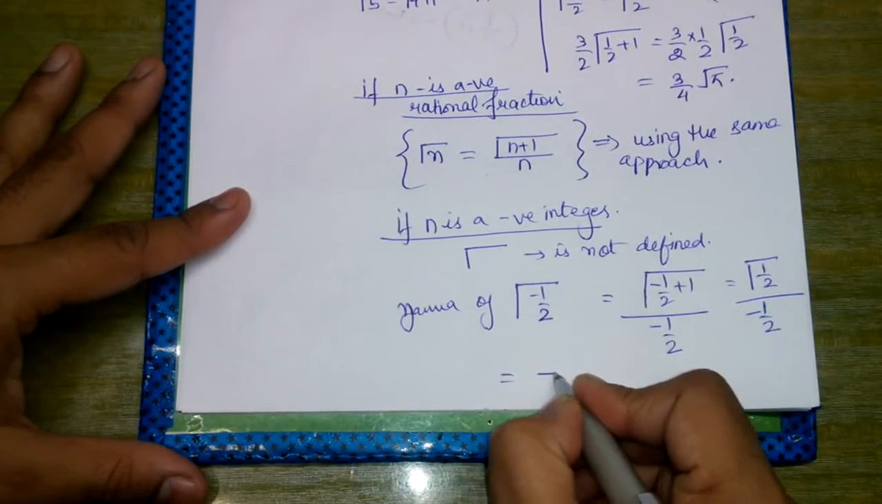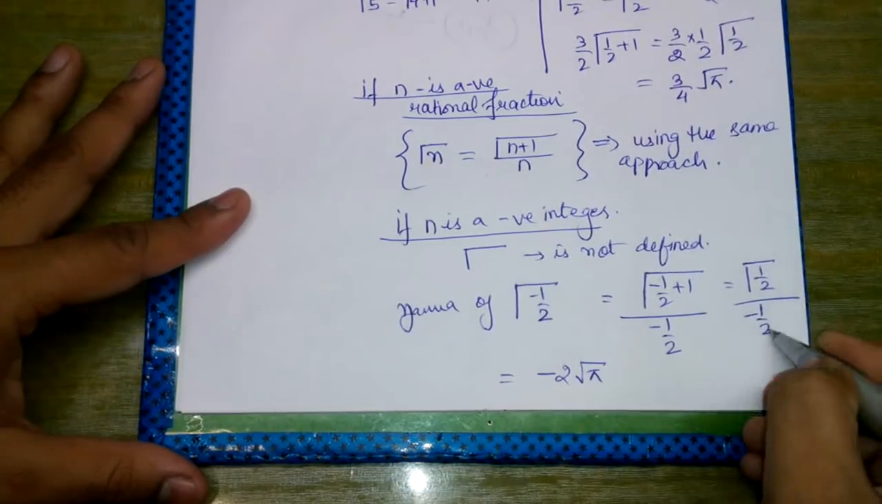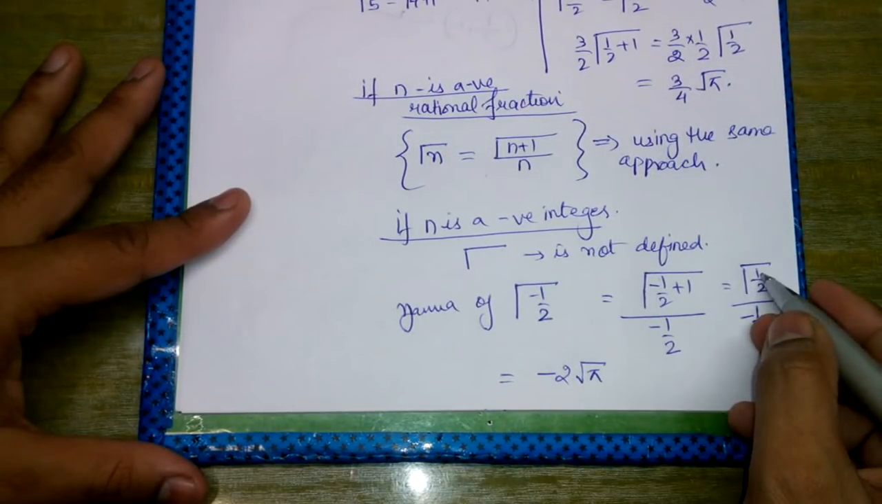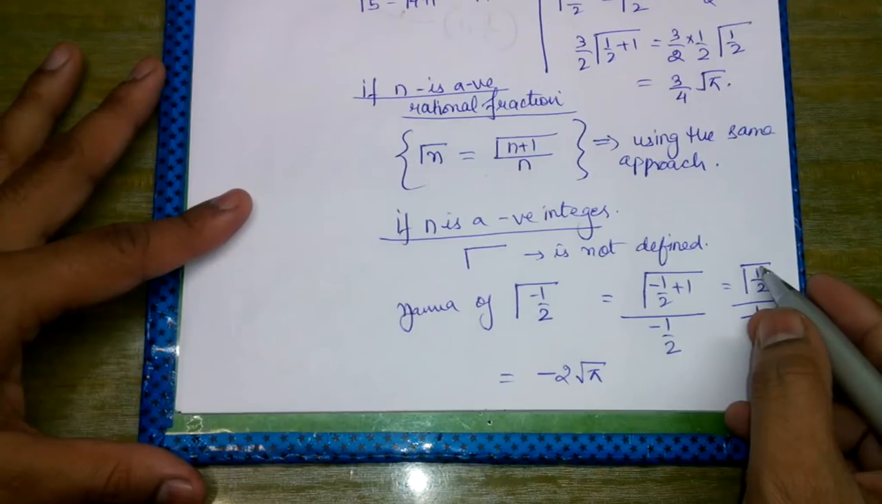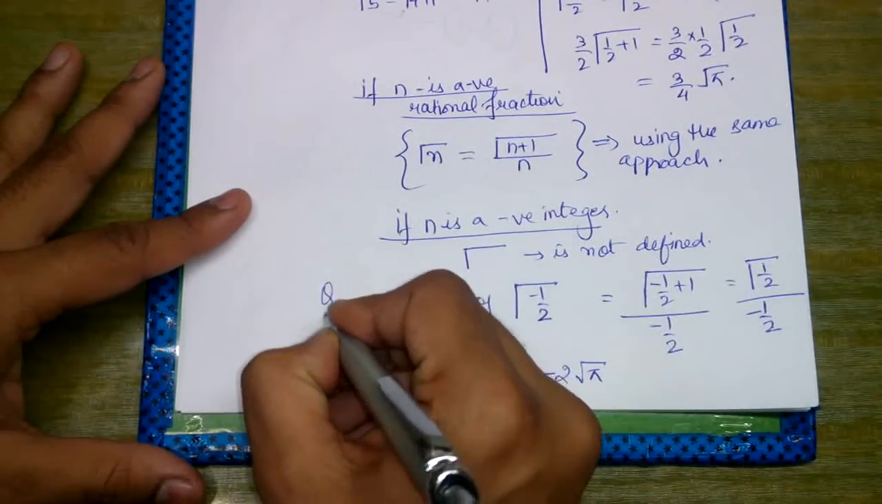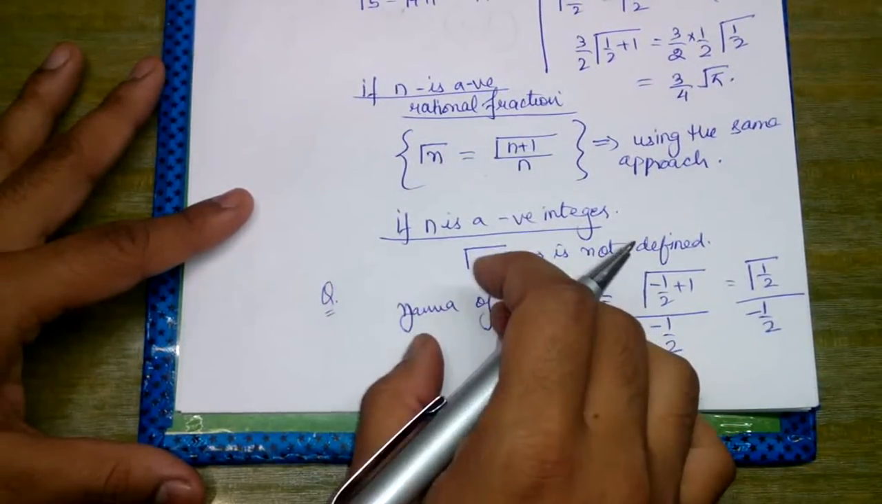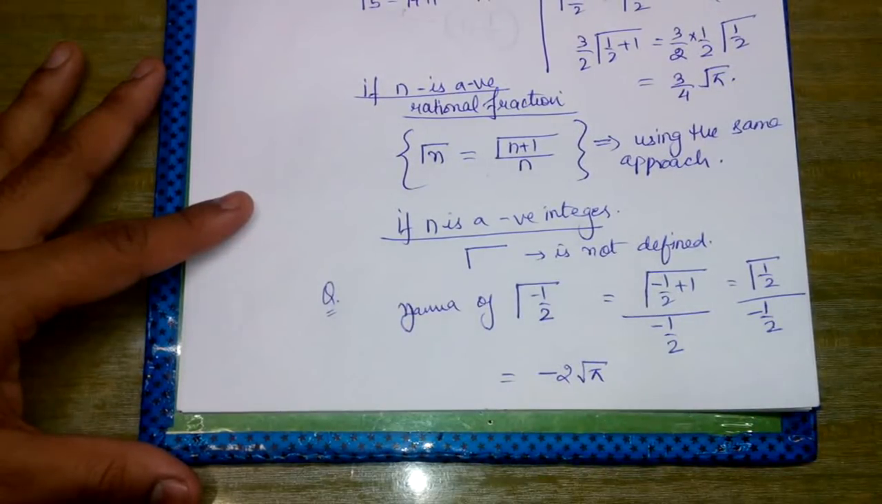So this would be simply minus 2 root pi, because 2 will go in the numerator and bar of half is equal to under root pi. So this is a very, very simple numerical. Now we will do one more numerical which is based upon this gamma function.